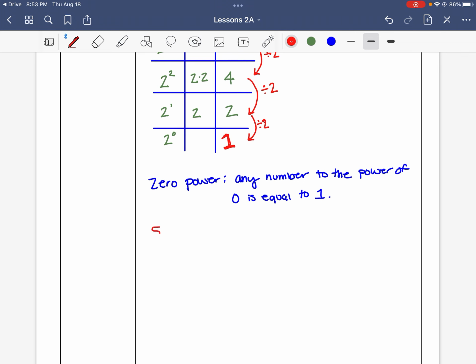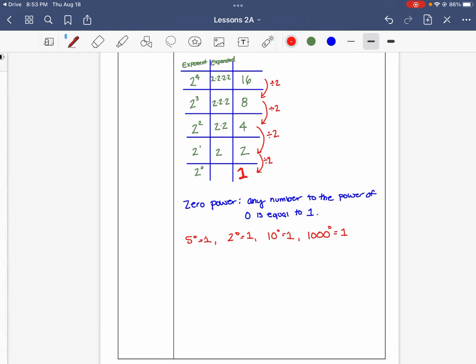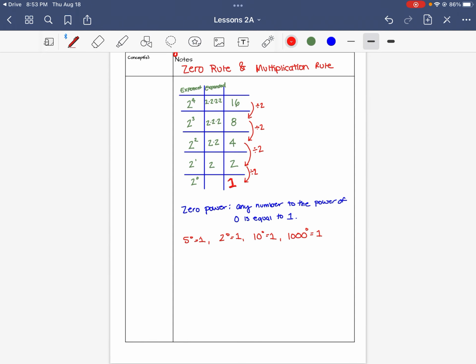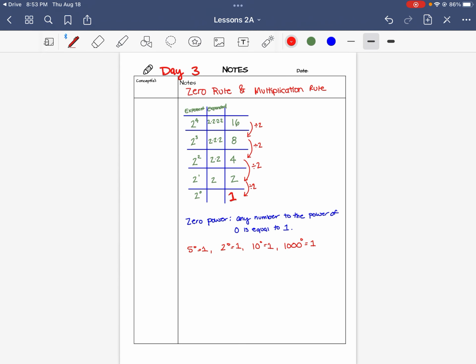So that means 5 to the 0 is equal to 1. That means 2 to the 0 is equal to 1. That means 10 to the 0 is equal to 1. And that means 1,000 quadrillion billion to the 0 is equal to 1. So that is the zero rule.